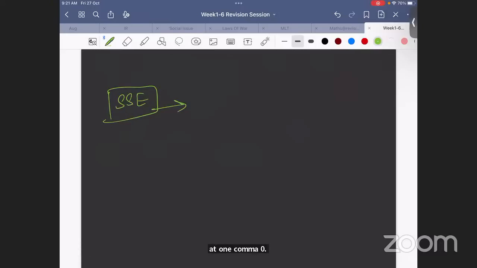Okay, let's discuss SSE. What is SSE? What's the full form of this? Sum of squared error. So you have to calculate the error first, square it, and do the summation. This is what you have to do in SSE.